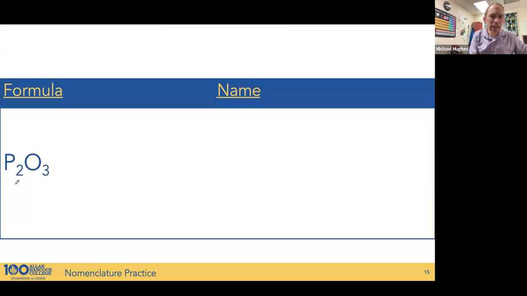P2O3. Is there a metal? Nope. Phosphorus and oxygen, no metals. And so we're going to use prefixes. Does the first nonmetal have only 1, so we can drop the mono? Nope. We have 2, which is di, and 3, which is tri. And so use our prefixes: diphosphorus trioxide. Diphosphorus trioxide.